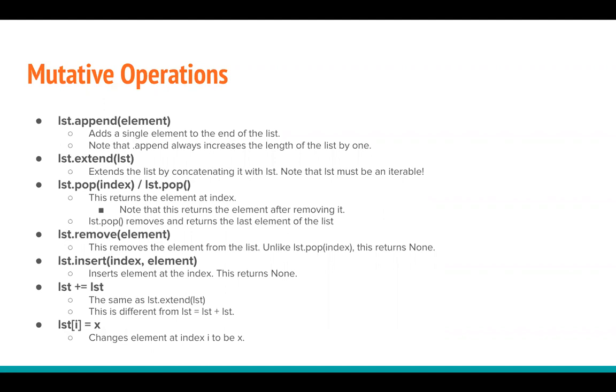And you can directly modify certain elements at a specific index of a list if you just say list[i] = x, and that changes the element at that index to be whatever x is. Any questions about any of these?